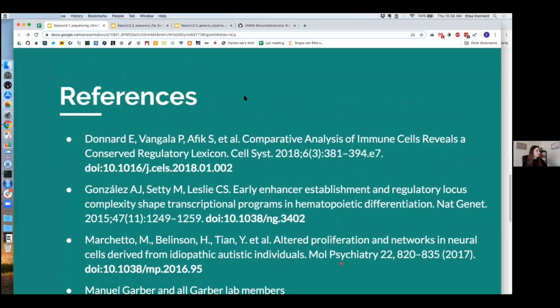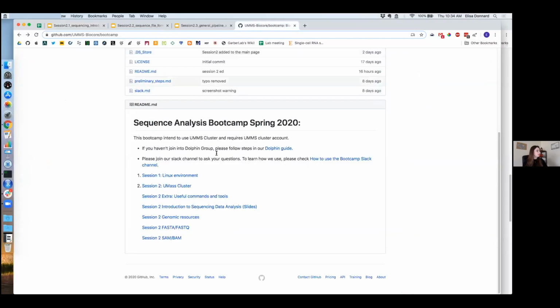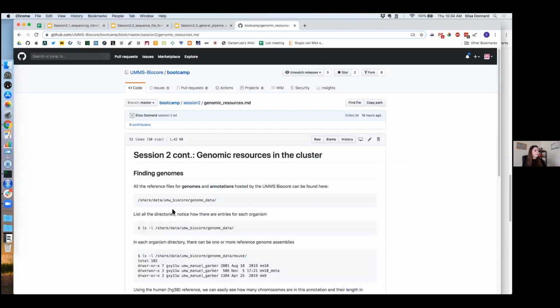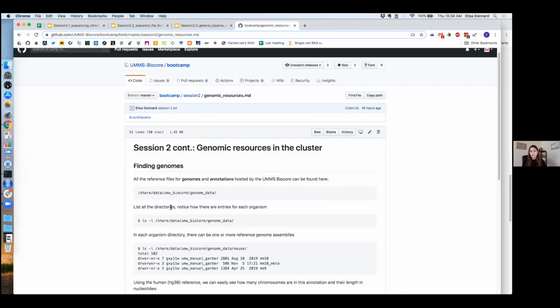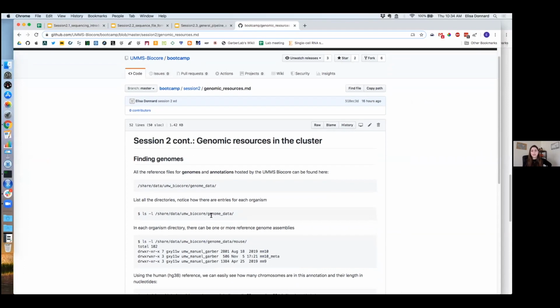So let me exit here and show you again. Just go to the genomics resources link now and follow this, where you'll learn how to find the reference genome and what to expect in the genome folders that we have in the Biocore. And if you have any questions, I'll be happy to answer also while you go through this.